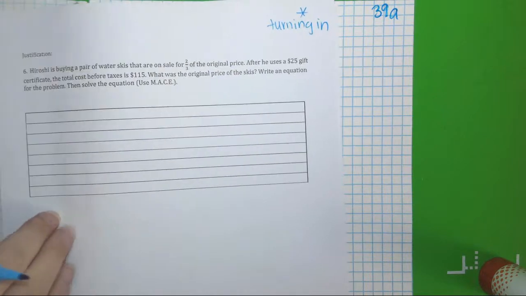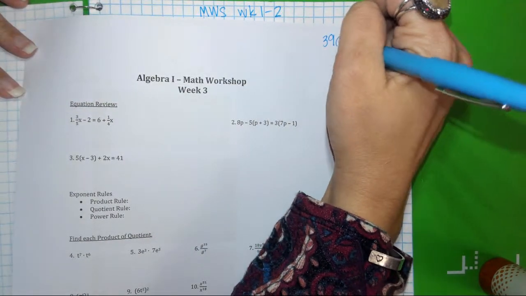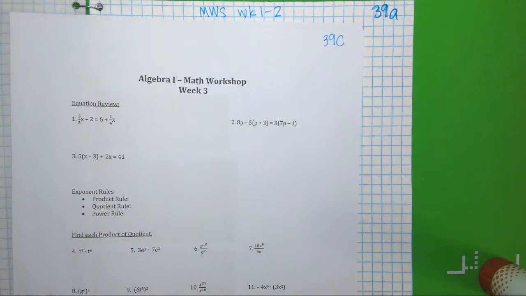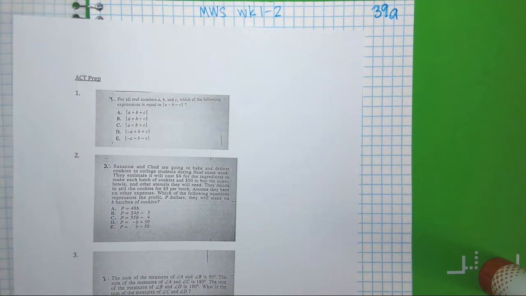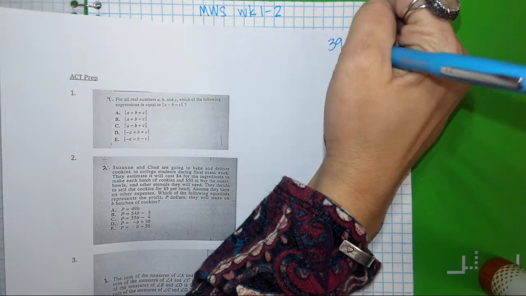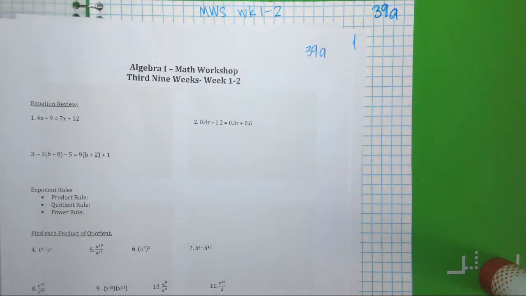I don't know, pumpkin sauce. I just don't know. Alright. The page that says week 3, this is 39C. And then the last one, 39D. How about we just be grateful for what I give you? What was the last page? A, B, C, D.